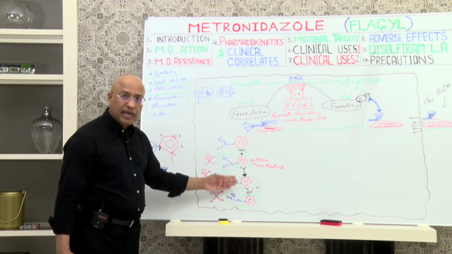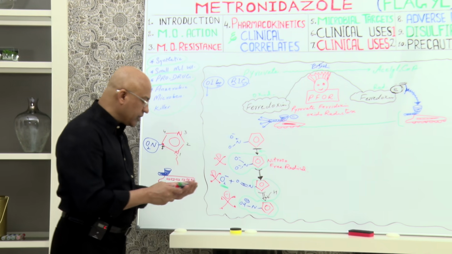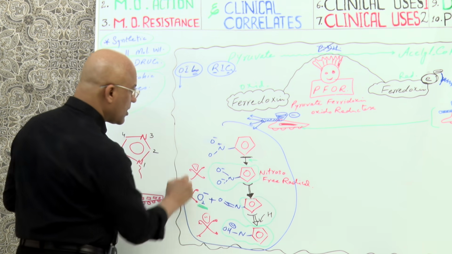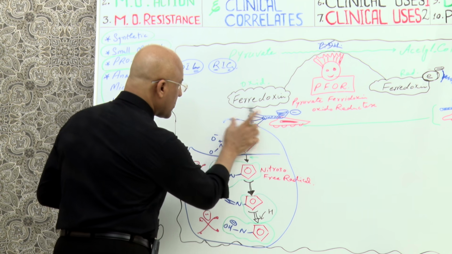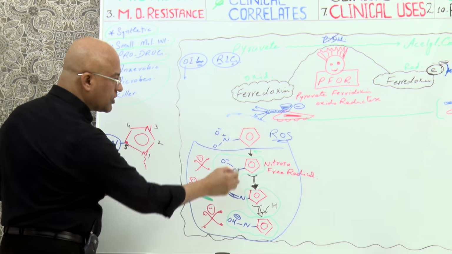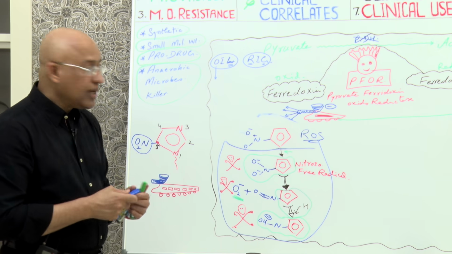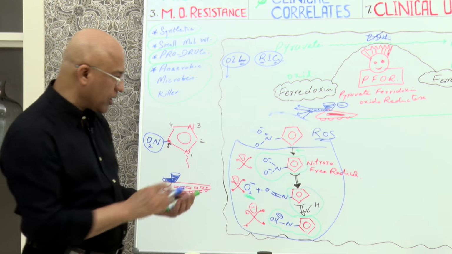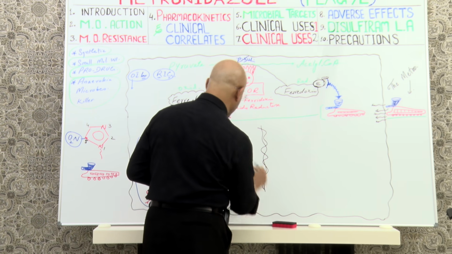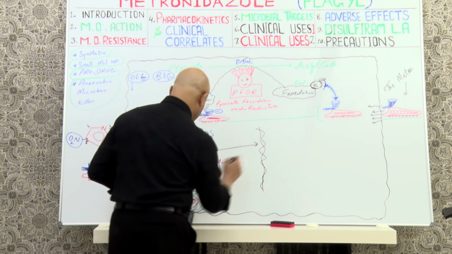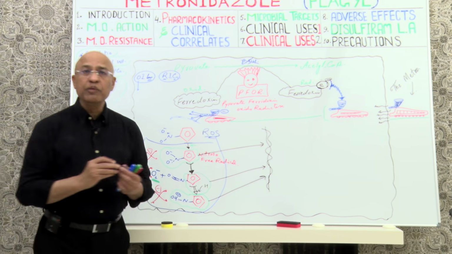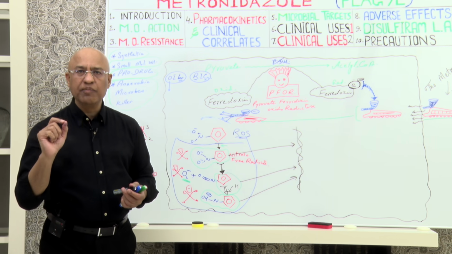Or as a group we can call it ROS. ROS means reactive oxygen species, which are part of these molecules. So these are highly toxic molecules. They will react with the DNA of the cell, and they will uncoil the DNA, or even at many points they will break the DNA, damage the DNA.